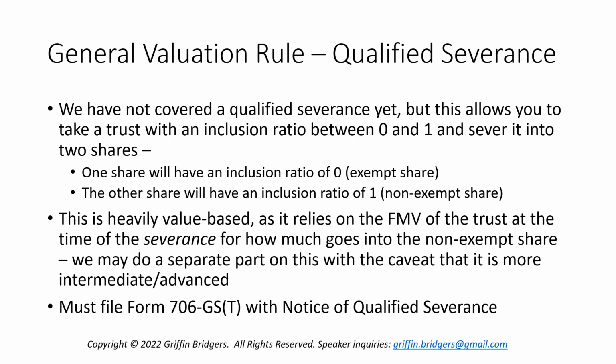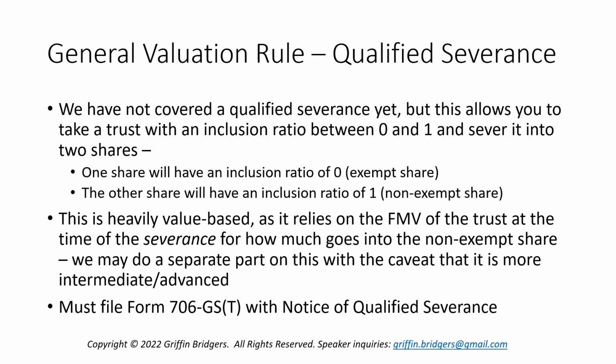Now, there's something called a qualified severance, which we haven't talked about yet, and it's more of an intermediate and advanced topic, but I'll briefly introduce it because it has a valuation component, which we're not going to get into. It just helps to know the rule. But what is a qualified severance first and foremost? Well, if you have a trust that is not fully exempt or non-exempt, in other words, if a trust has an inclusion ratio between 0 and 1, because not enough GST exemption was allocated to make it fully exempt, what you can do is sever it into 2 shares if the trust document allows that type of division or if state law allows that type of division.